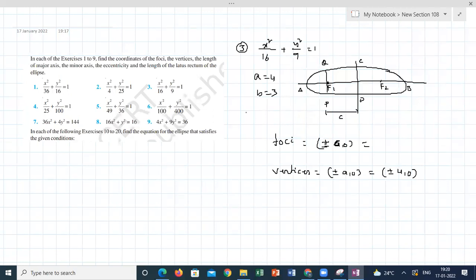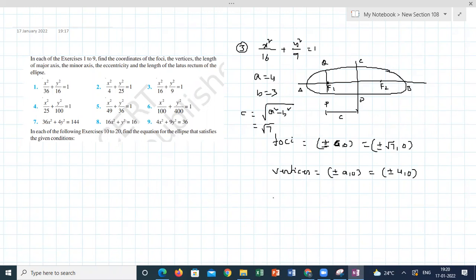How to calculate the C value? What is the relation between A, B, C, students? Root over a square minus b square. So what is the answer here? Root 7, I think, sir. So the foci are plus or minus root 7 comma 0.